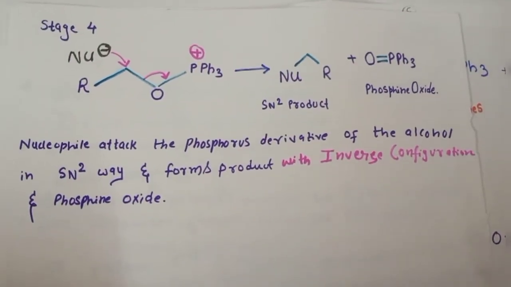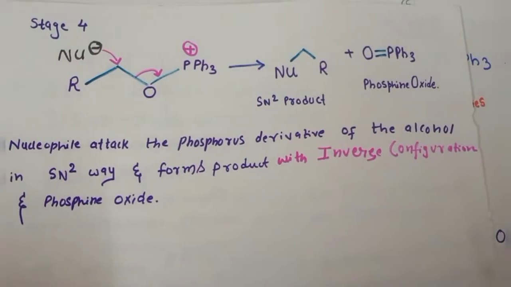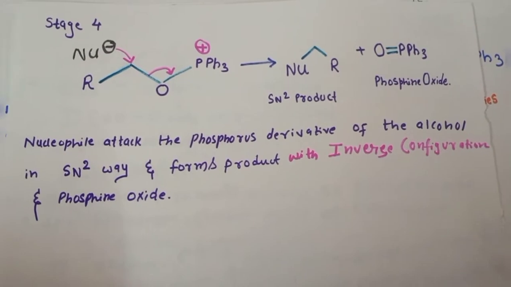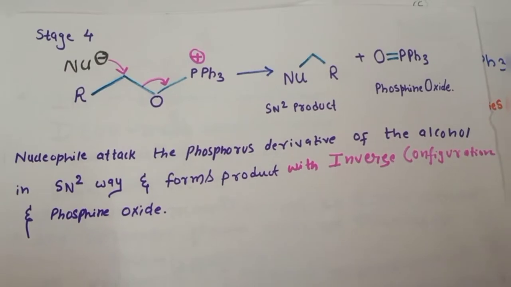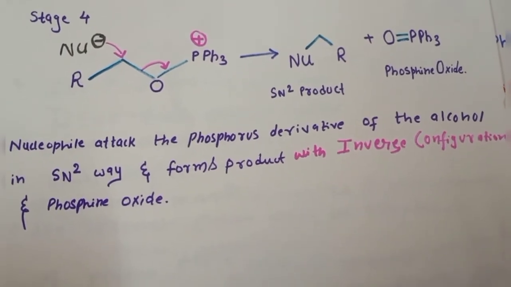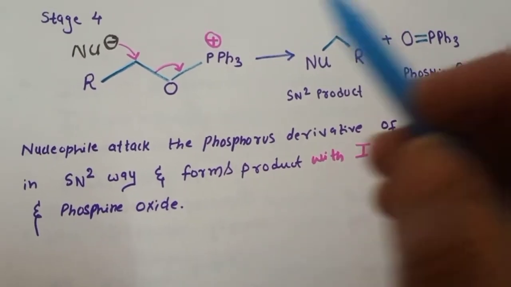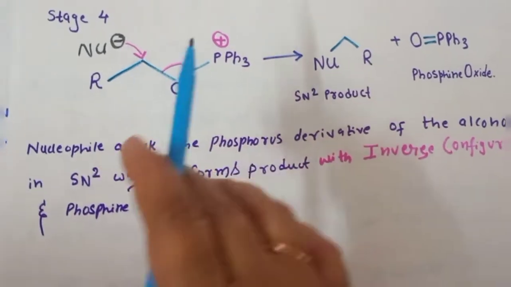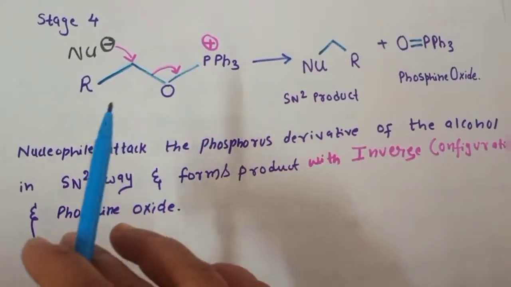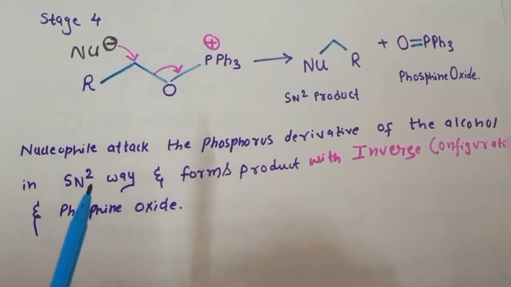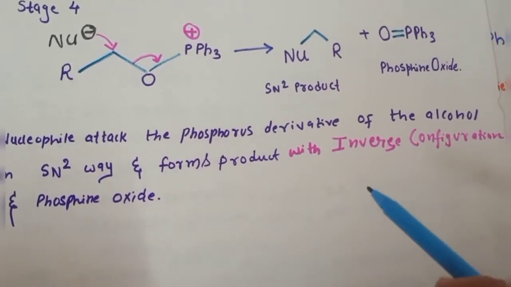So now, the fourth step. The nucleophile which is formed in our second step will attack the phosphorus derivative of the alcohol, the electrophile, by SN2. SN2 means it will get attached to that part from where the OH is removed. So now we can see that here it will form the inverted product configuration.